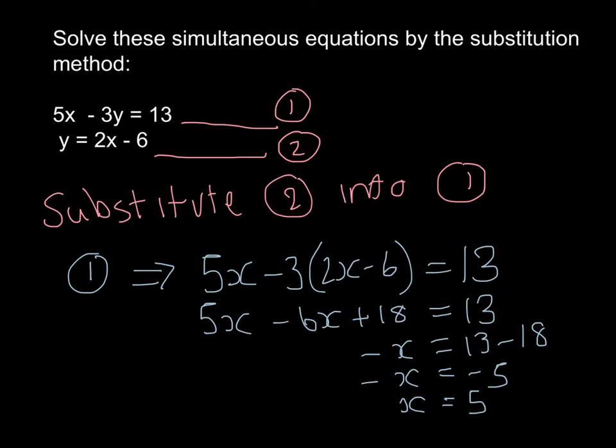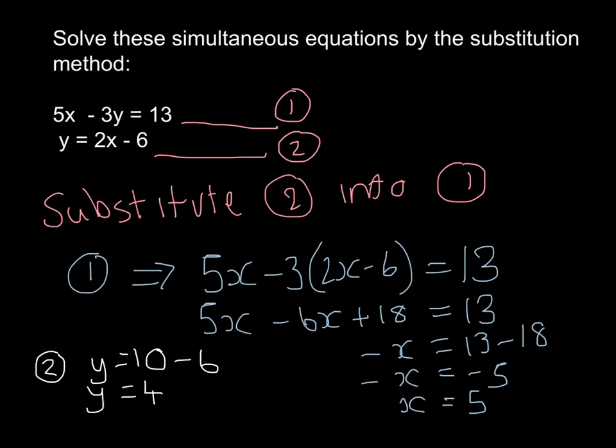Then, just like when we did elimination, we have to go back to one of the equations and substitute that value in to find out what y is. So it's easiest to substitute it into equation 2, because equation 2 starts with y equals. So if we use equation 2, y equals 2x, so x is now 5, so that's going to be 2 times 5, which is 10, take away 6, so y is 4.